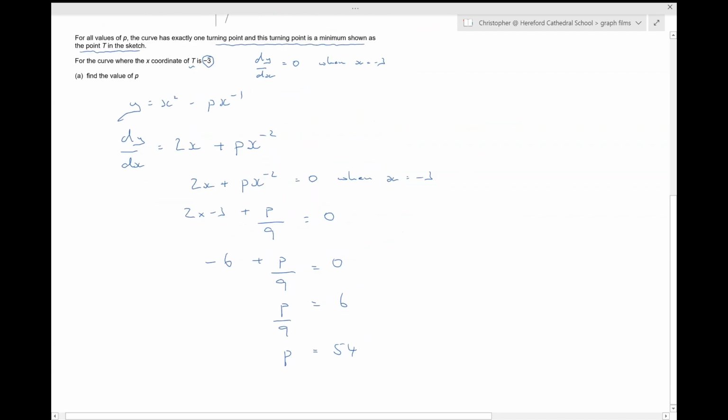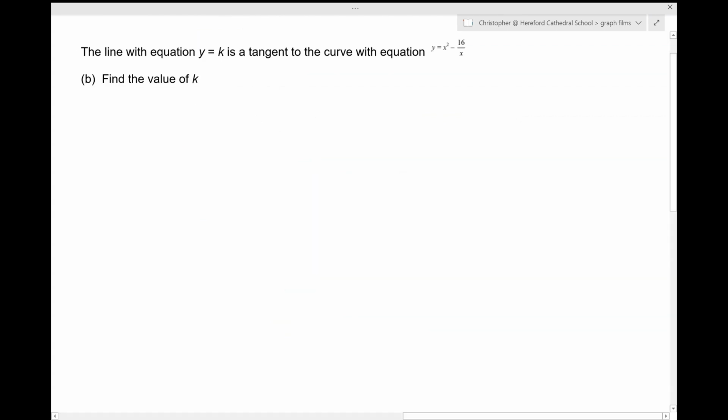6 nines are 54. So find the value of p. I've done that, and p is 54. That's part A complete. Okay, part B. I've got a line with equation y equals k, and that's tangent to this curve here. And I need to find out where that is.